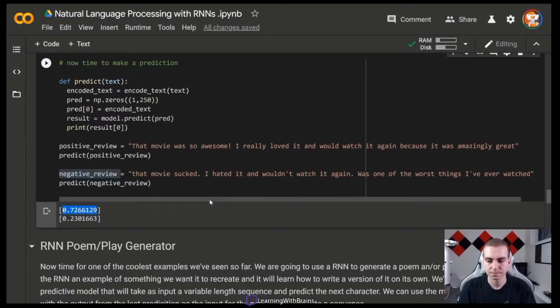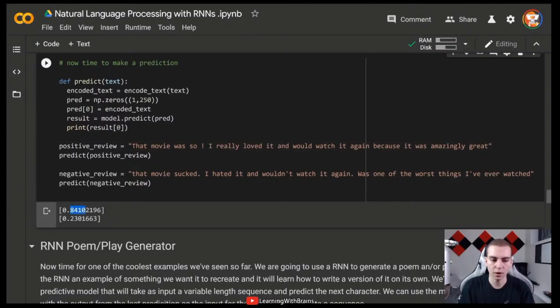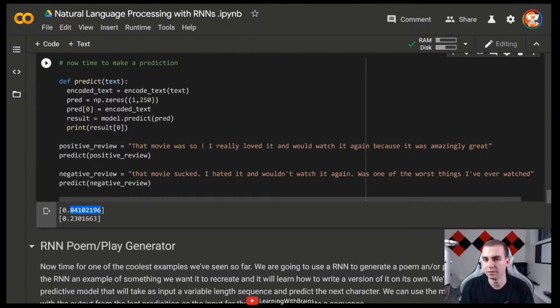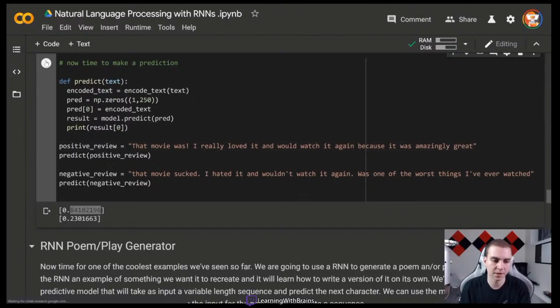And I just want to show you that changing these reviews ever so slightly actually makes a big difference. So if I remove the word awesome, so that movie was so, and then I run this, you can see that, oh wow, this actually increases and goes up to 84%, right? So the presence of certain words in certain locations actually makes a big difference, especially when we have a shorter length review. If we have a longer length review, it won't make that big of a difference, but even the removal of a few words here, removing the word awesome, changed it by almost 10%, right?